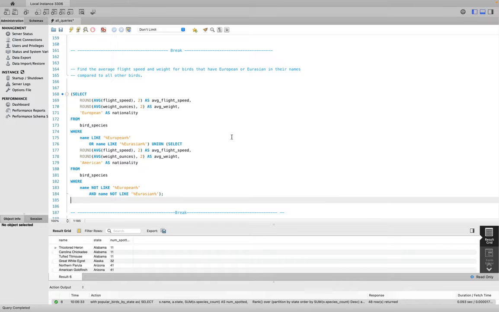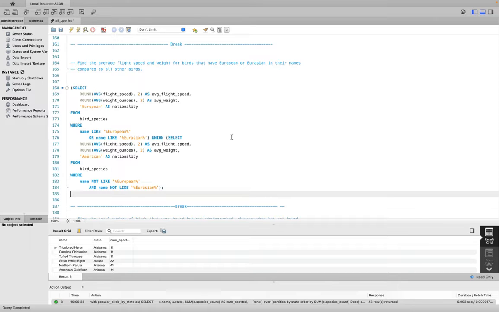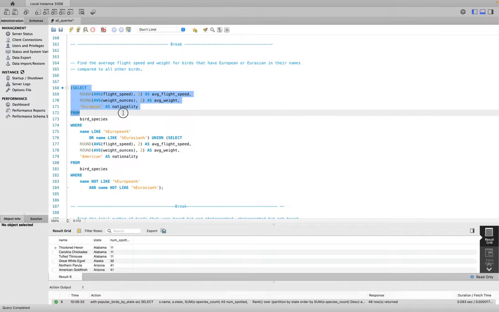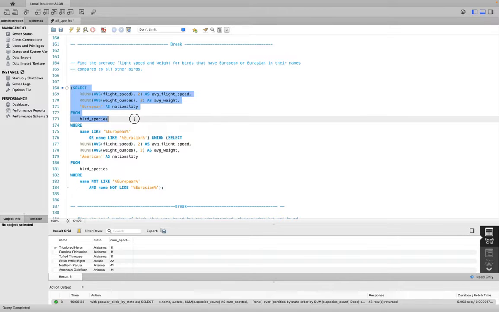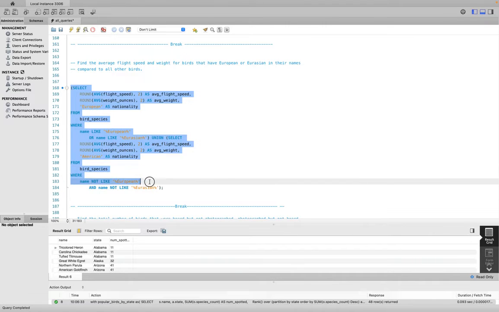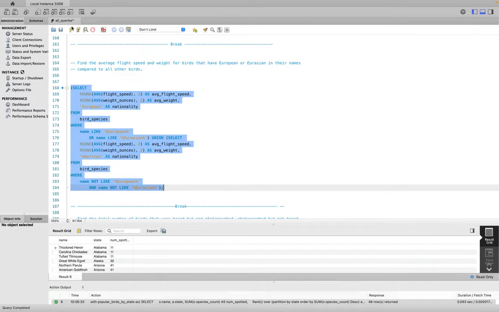So we're just going to compare birds with the name of European or Eurasian compared to birds that don't have that. And we're just going to assume that if they don't have that, they're American, even though that may not be correct. So we have two smaller queries. We have the average flight speed and the average weight in ounces for the European and Eurasian birds, and we're going to union that with the same kind of query, except we're going to filter out where the name is not like European and not like Eurasian. So that would be for the American nationality.